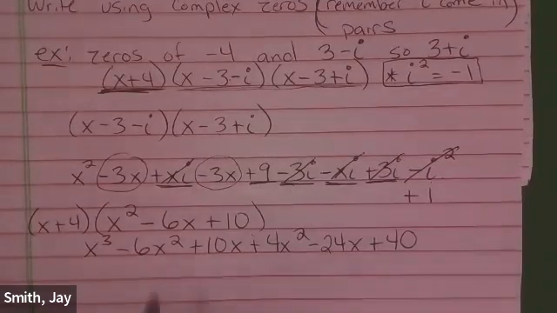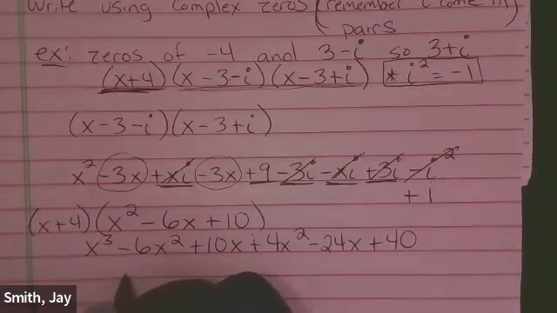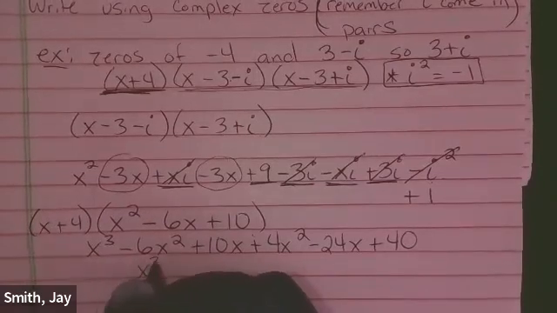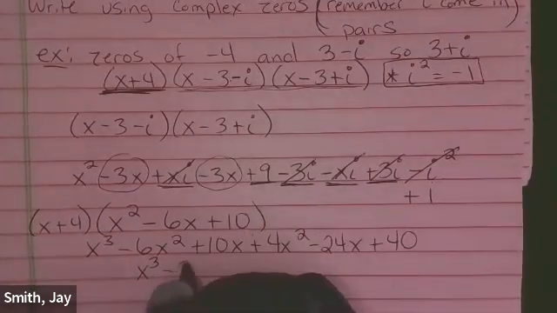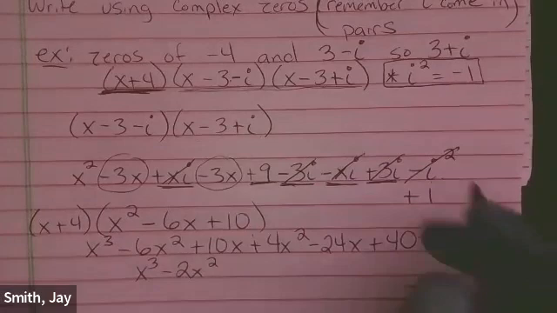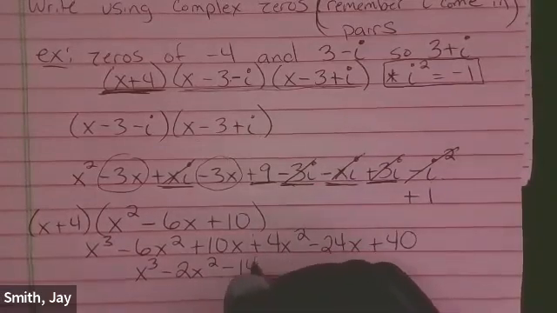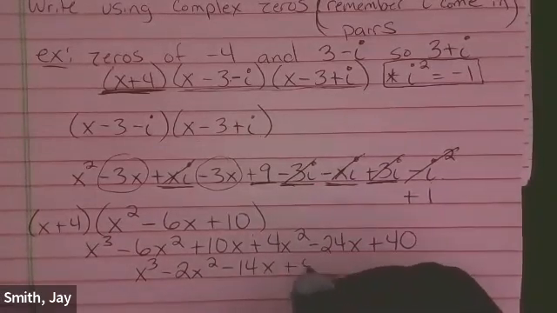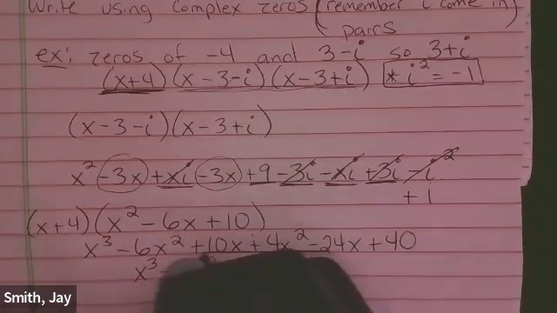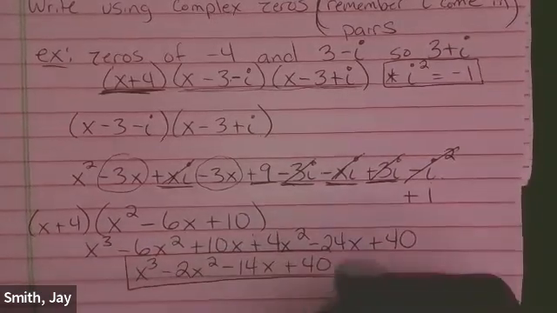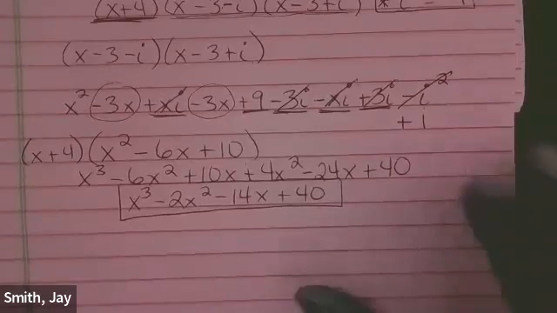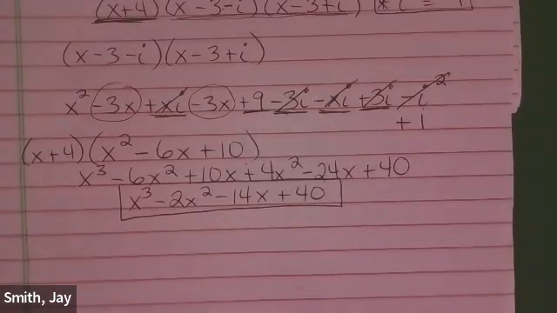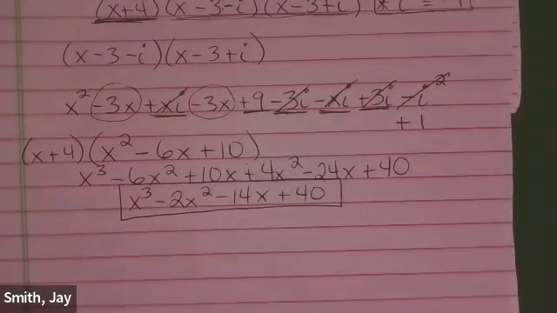When we go through and combine our like terms, the polynomial that we're left with is x cubed minus 2x squared minus 14x plus 40. This will be the polynomial of degree 3. It has the zeros negative 4, and 3 minus i.